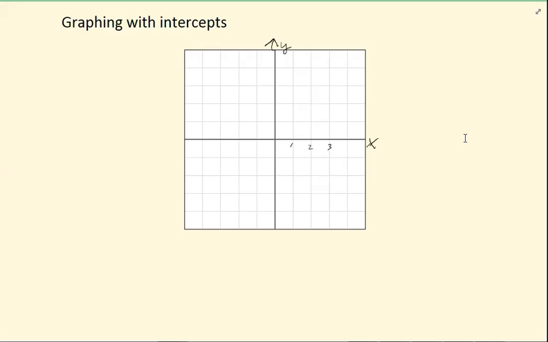All right, now here we're going to do another example. This time we're going to graph with what are called intercepts. Now, an intercept is a point along either the y-axis or the x-axis. That's what an intercept is. If I drew a line like this, the point right here is called a y-intercept. This point down here would be called an x-intercept.